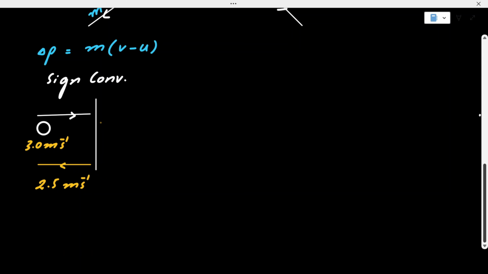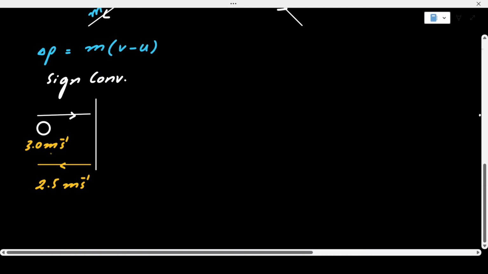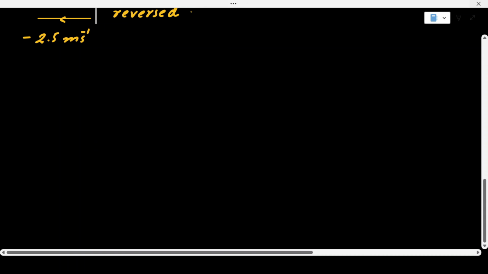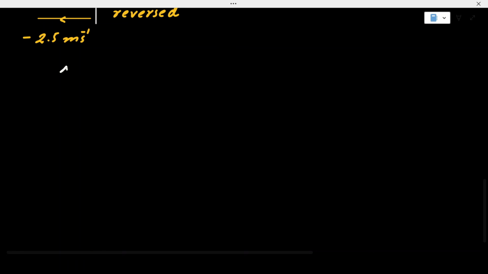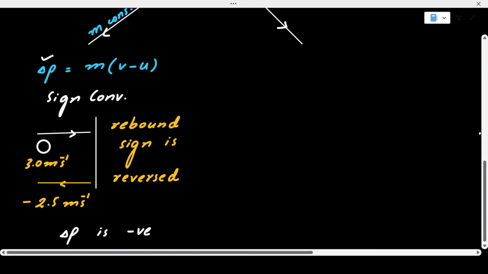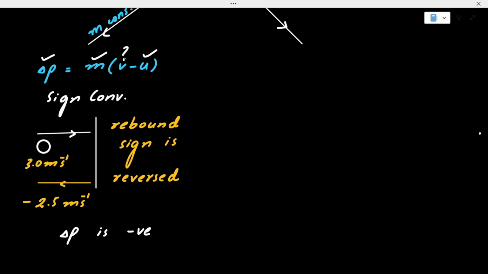But what does that mean? If the speed is 2.5, the velocity should be minus 2.5, because the velocity needs to contain direction also. For the rebound, sign is reversed. And another very important thing, if a rebound occurs, delta p is negative, because in many of the questions they would give you the value of delta p, the mass, and the initial speed, and you need to find the final velocity. So whatever the given value of momentum is, that should be used with the negative sign.